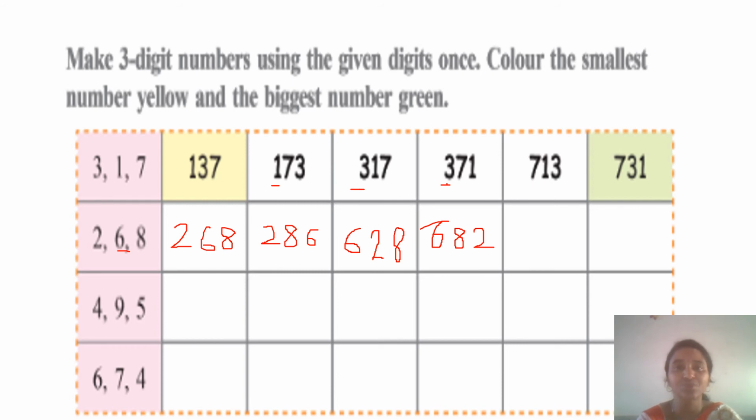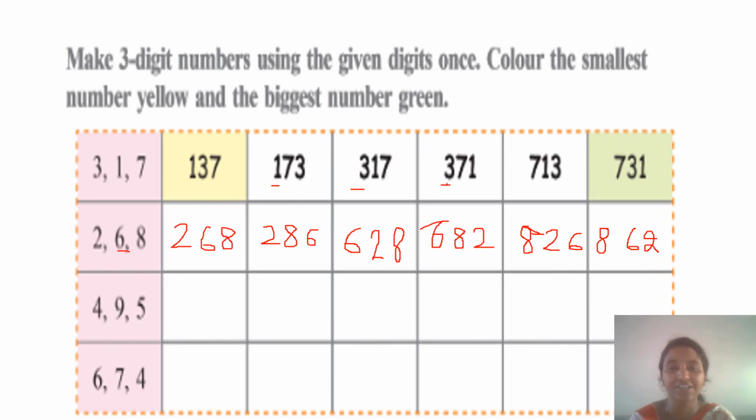Now after 6, which is the greater number? 8. So I'll write 8 here. And what are the other two remaining numbers? 2 and 6, right? 8, 2, 6: 826. Keeping the 8 like that only, I'll interchange 6 and 2. So 862.